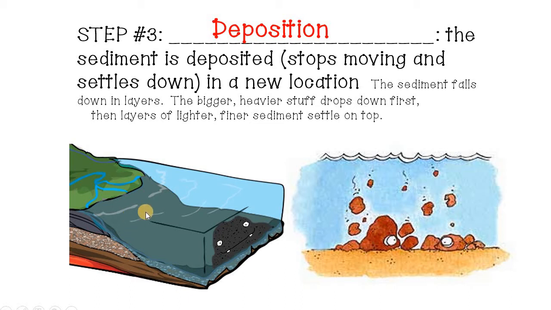And as that body of water slows down, so it was a river or creek or stream that was moving really fast, and now it pours into a lake or a pond where it's more still moving water. And as it slows down, now those little pieces of sediment that were in the water start to settle on the bottom of that body of water.